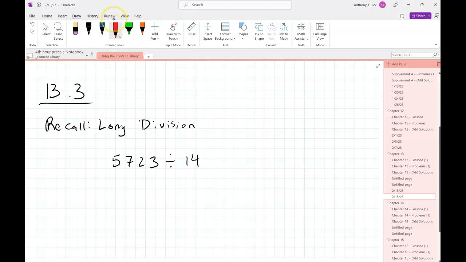All right. So you guys go back and tell me how we set up a problem like this to do via long division. Yep. So we build our little division bar here or whatever. And the 5,723 goes under. What goes on the outside? 14. Okay. So that's my setup, right? You guys remember doing this? What do we do next?